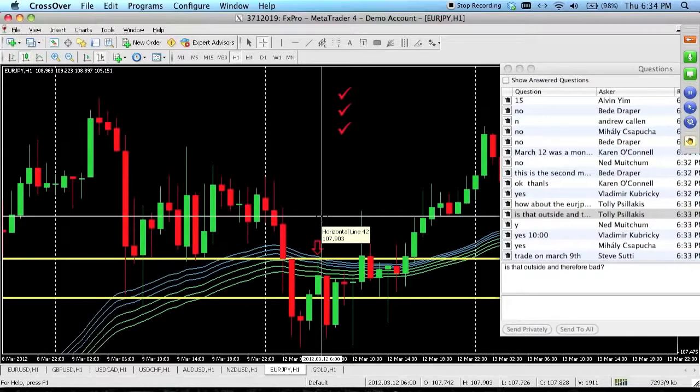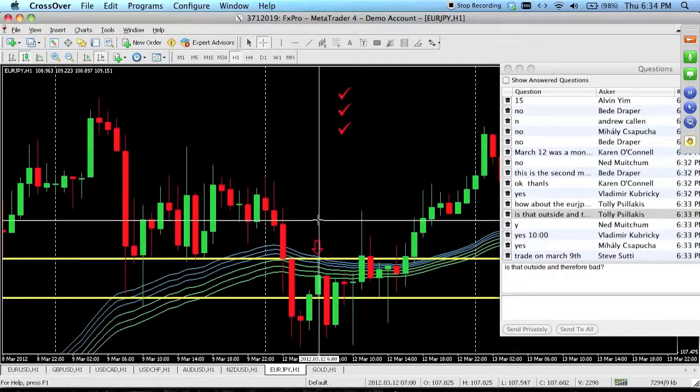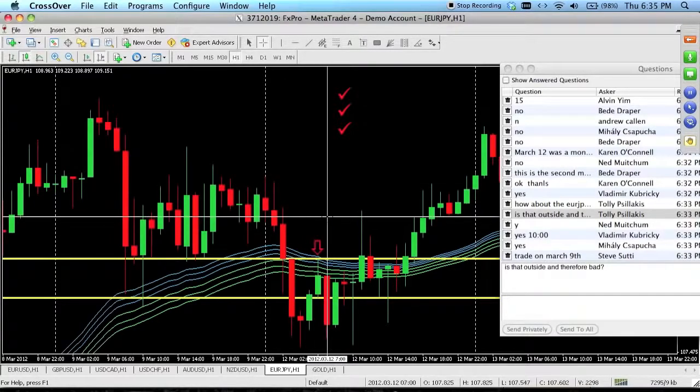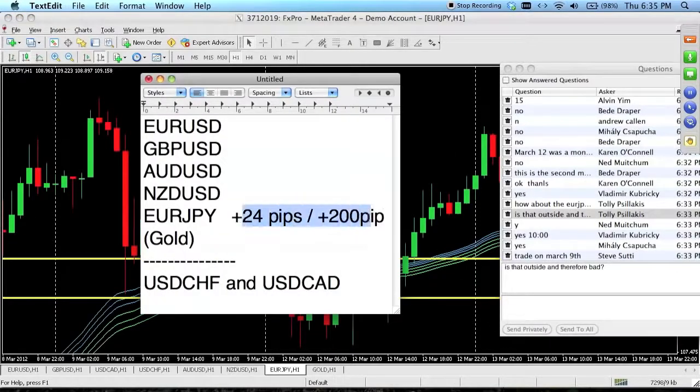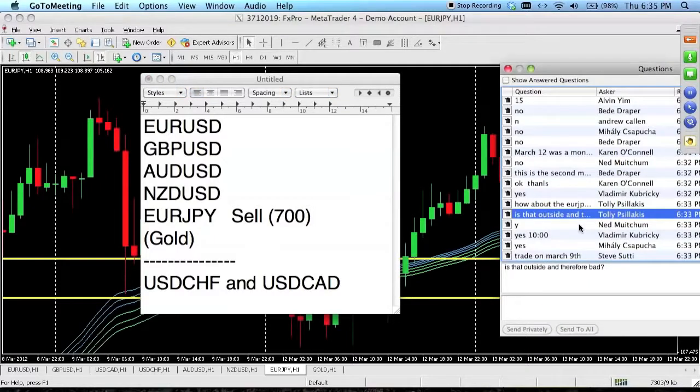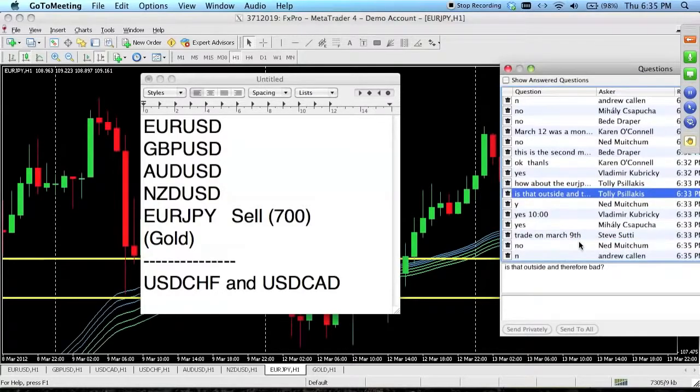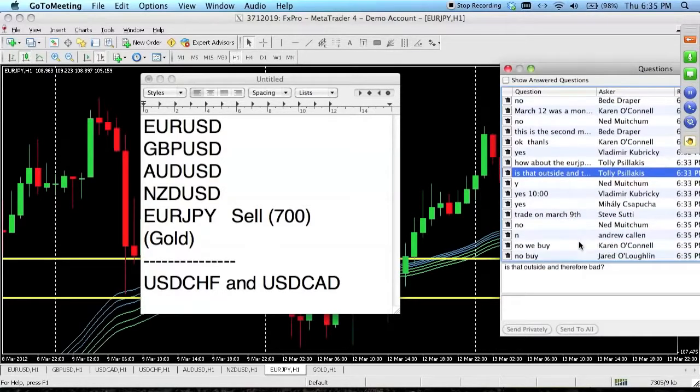Not much. Let's take a look at the timings. Let's do the correlation for this. At 7 p.m. we short Euro Yen. Sell at 7. Okay, 700 hours. So if we sell on Euro Yen, does that mean we sell on US dollar Swiss franc and US dollar CAD? No, we buy. Good, good.